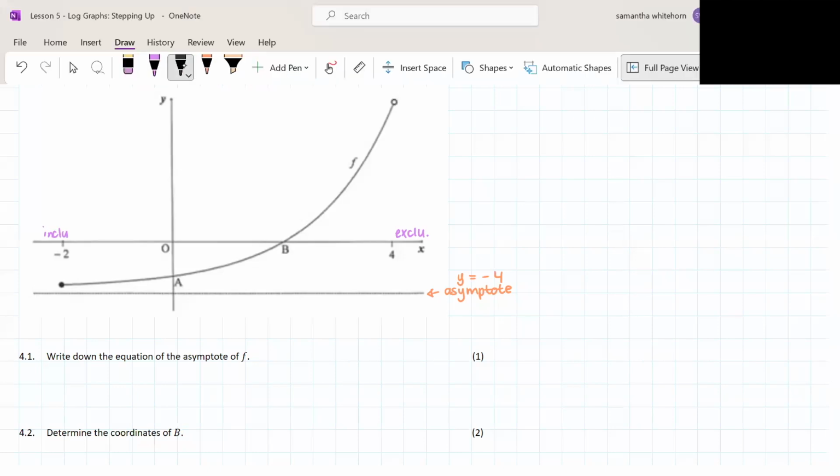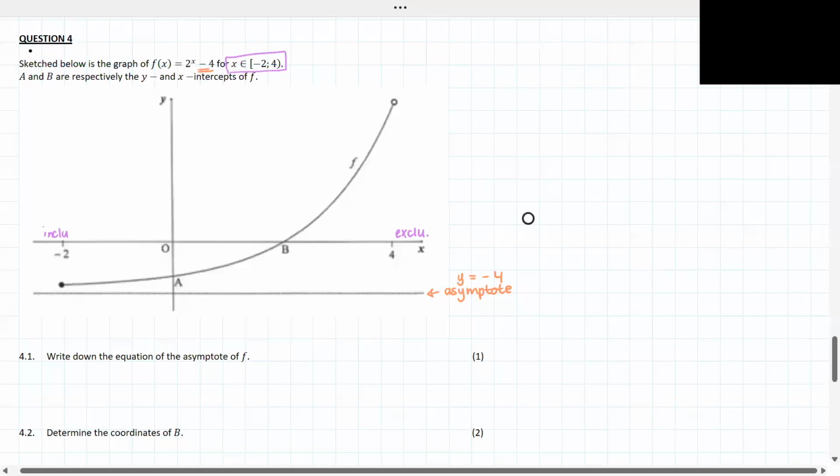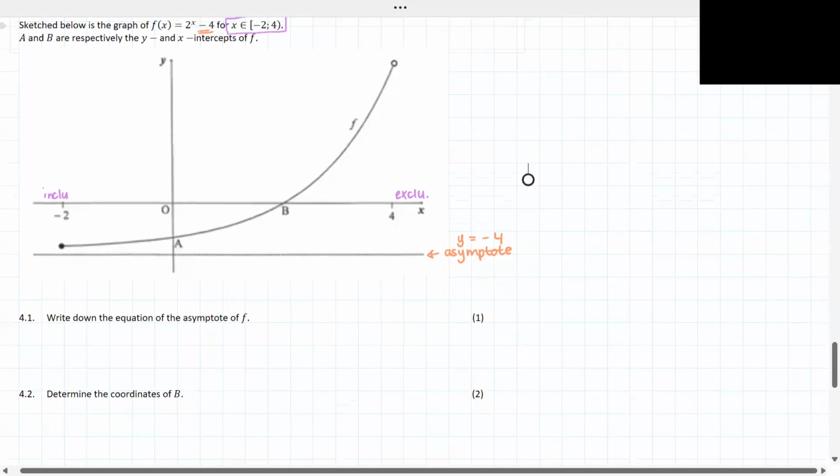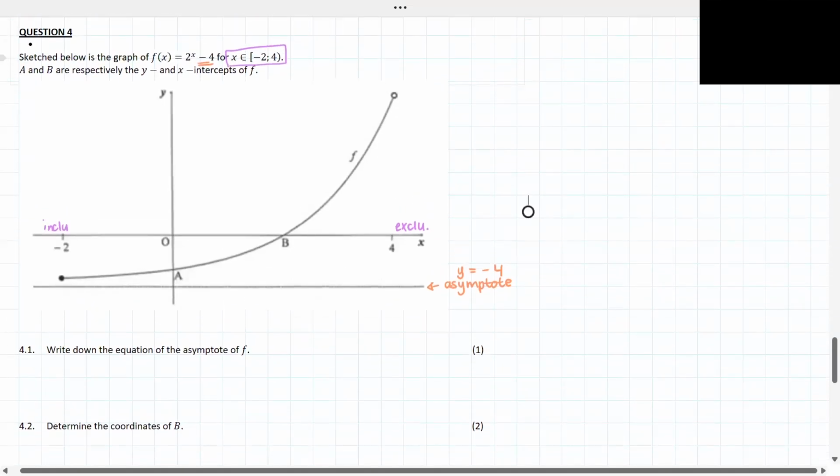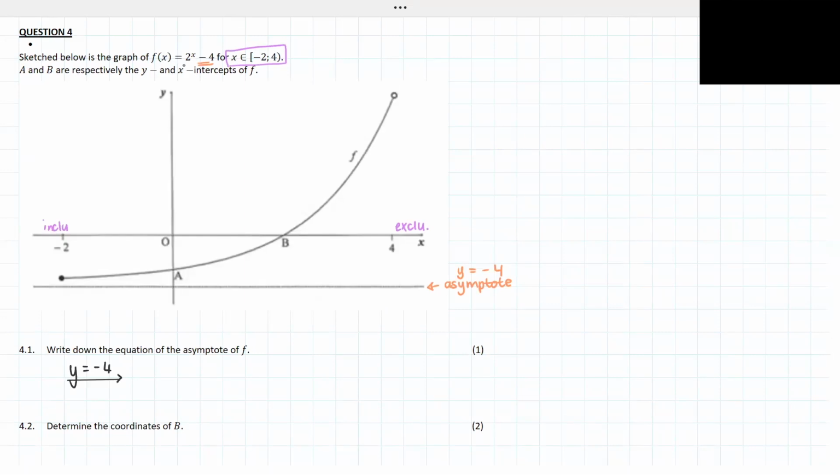We can see that on the graph that's been labeled for us. So the first question is asking us, write down the equation of the asymptote of f. We've already done that. Just by taking 10 seconds and understanding all the information we were given, we automatically have that answer. 1 mark done, no problems there.